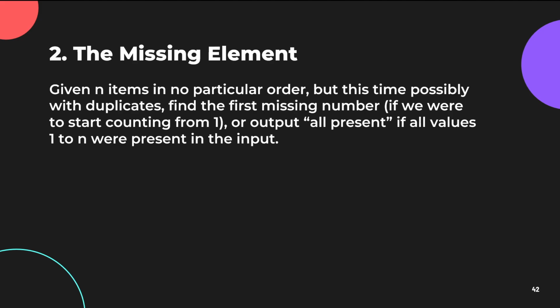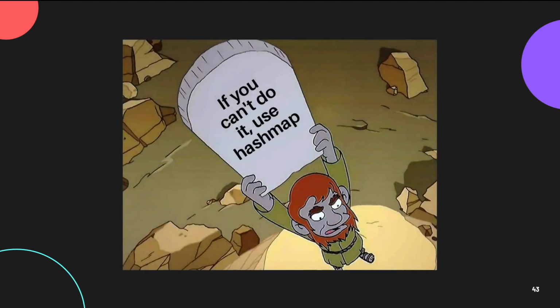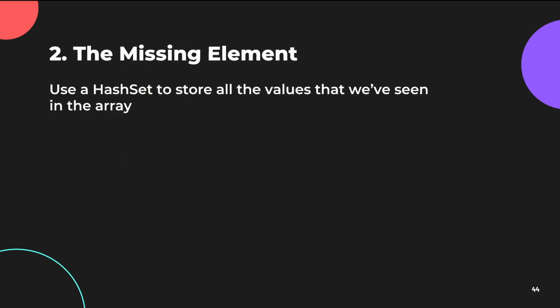We are going to put a hash map, of course. Because from this point onwards, if you can't do something, just use a hash map. Most of the problems in this tutorial will be done using a hash map. So we are going to use a hash set, just another variant of a hash map, to store all the values that we have seen in the array.